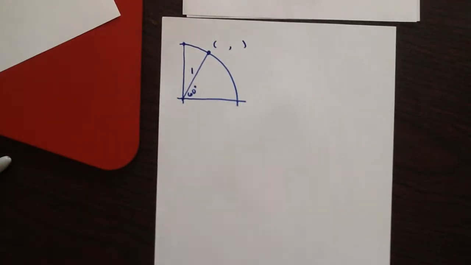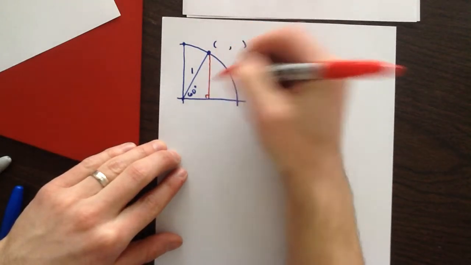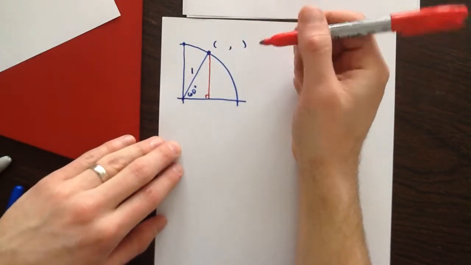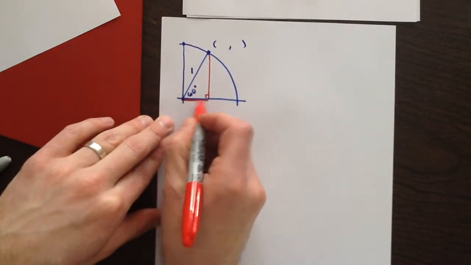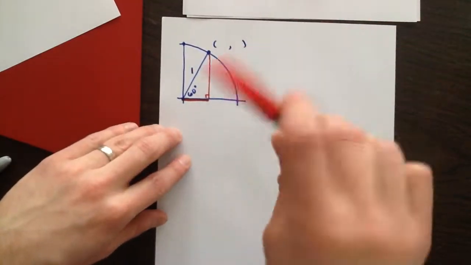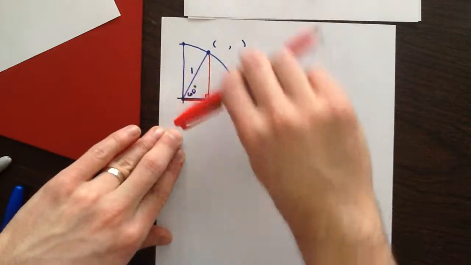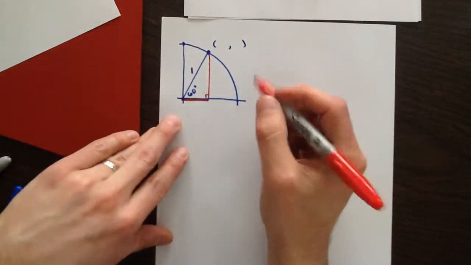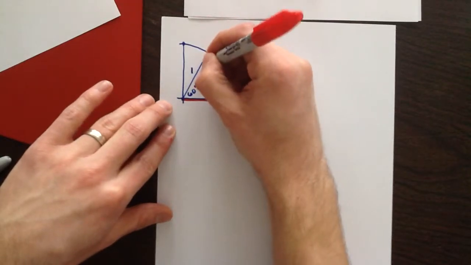Do we see any triangles? Yeah, if we drop the altitude, that's 60 degrees. Our x is that horizontal distance. Our angle is always from the x-axis rotated up. It's always to the x-axis. Don't forget, it's always to the x-axis. Hypotenuse is 1. There's 30 degrees.